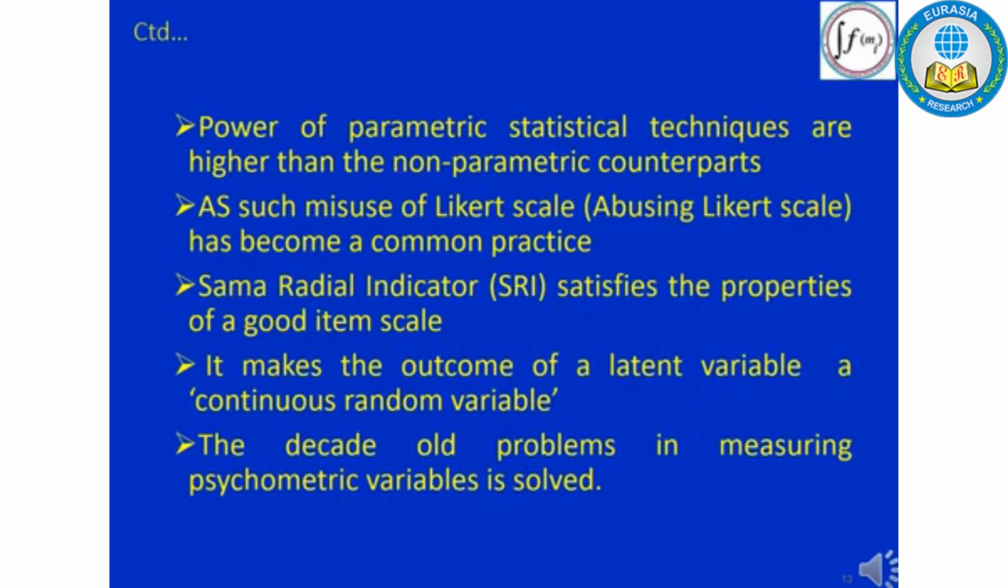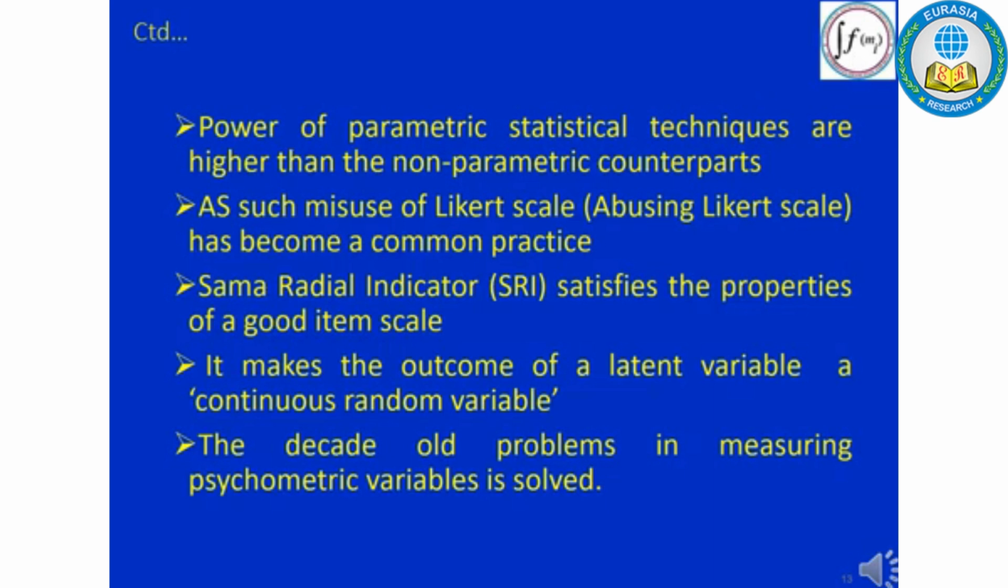The power of parametric statistical techniques is higher than that of their non-parametric counterparts. That means the Z-test and ANOVA are parametric tests, and the Kruskal-Wallis test and Runs test are non-parametric tests. So the power of parametric techniques is much higher. As such, researchers use the Likert scale for measuring psychometric variables, and without checking whether the normality criteria is met, they simply use parametric methods. It is abusing the Likert scale as well as abusing parametric statistical techniques.